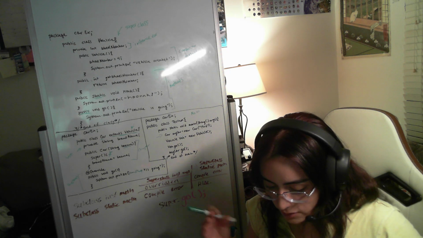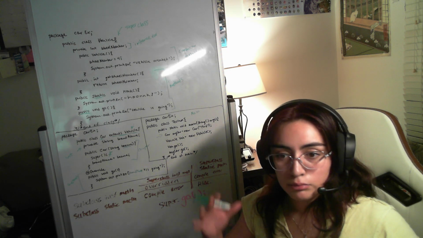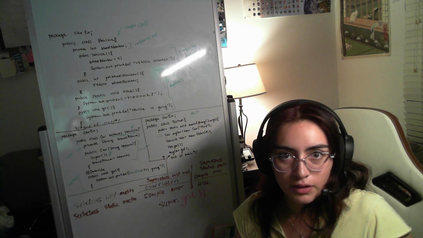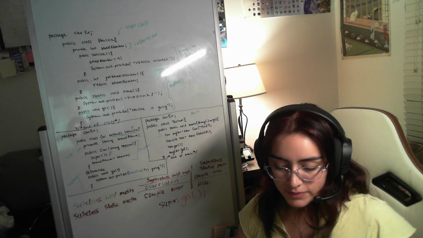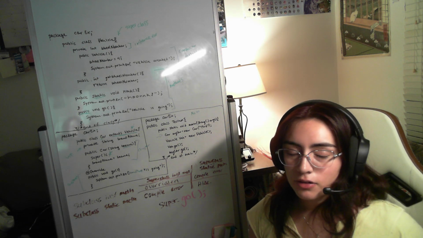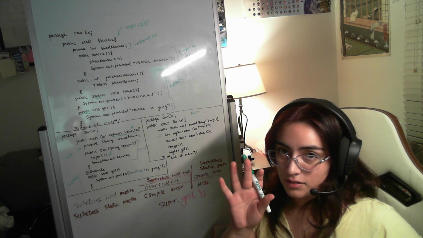Now, final methods cannot be altered. I think that is kind of like a given. The same thing with final variables. I mean, okay, static methods cannot be overridden either. However, they can be hidden. I'll explain this.